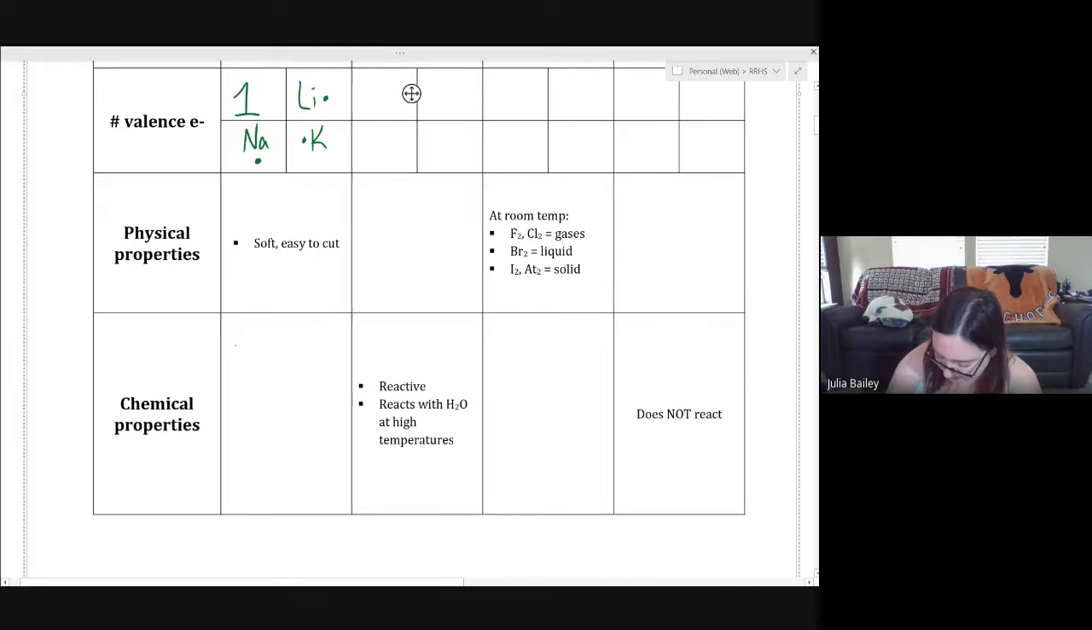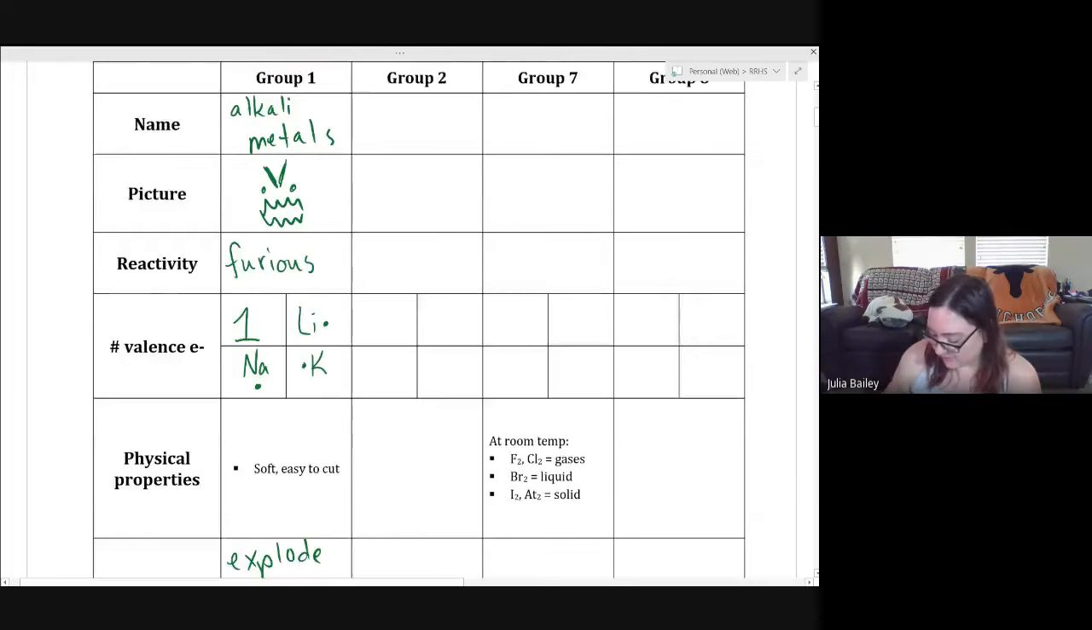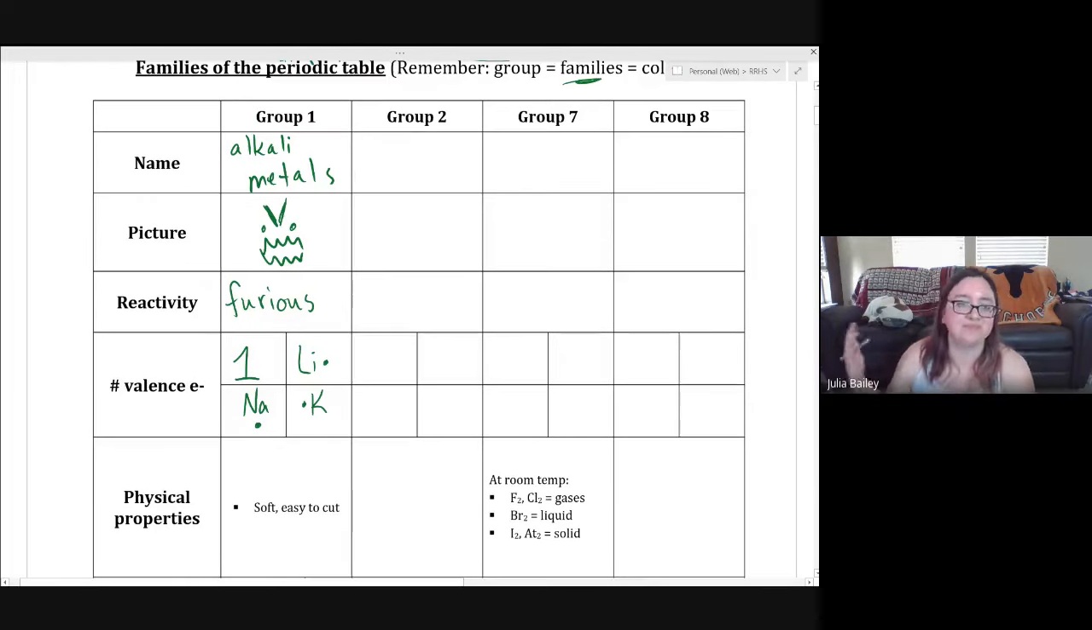But on the flip side, as a chemical property, they explode when you put them in water. During synchronous class, I'll probably show you a video of that if we have enough time, and I'll put a link in the YouTube comments to a video I showed during class for that as well.